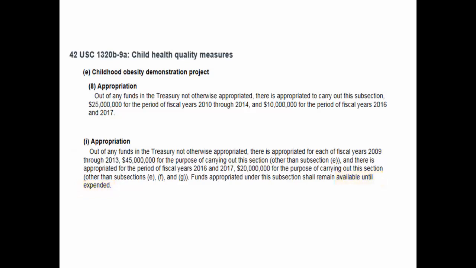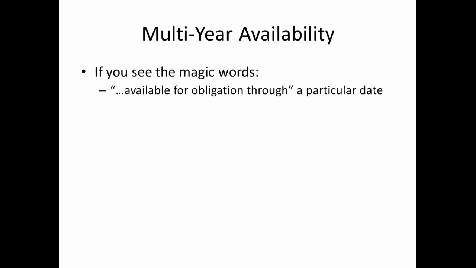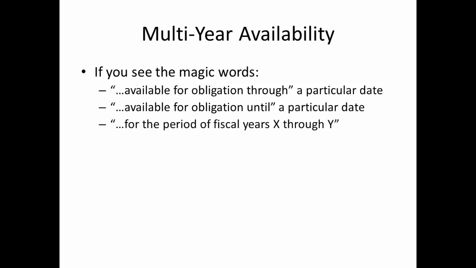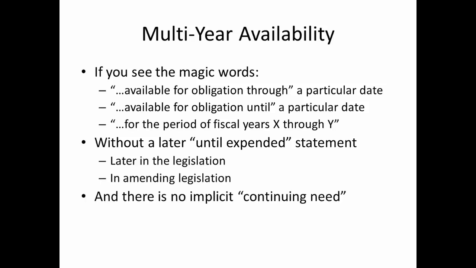So, if you see the magic words "available for obligation through a particular date," "available for obligation until a particular date," or "for the period of fiscal years X through Y," and there's no later until expended language added, either later in the legislation or in amending legislation, and there's no implicit continuing need like we saw with the co-op account, then the availability is probably multi-year.